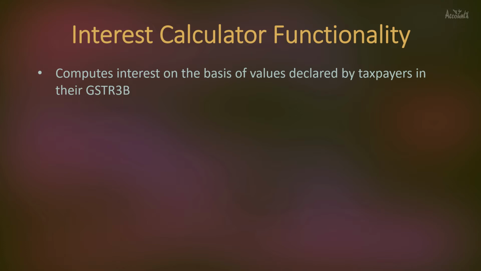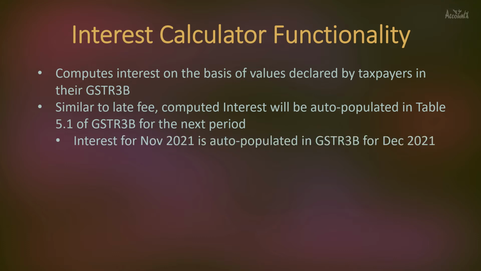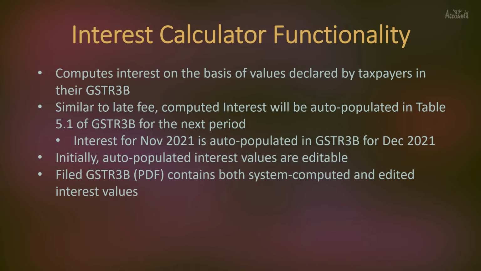This interest calculator functionality would compute interest on the basis of values declared by taxpayers in their GSTR3B. Similar to late fee, this computed interest would be auto-populated in table 5.1 of GSTR3B for the next period. That means interest for November 2021 would be auto-populated in GSTR3B for December 2021. Initially, these auto-populated interest values can be edited. Filed GSTR3B in PDF format would contain both system computed and edited interest values.